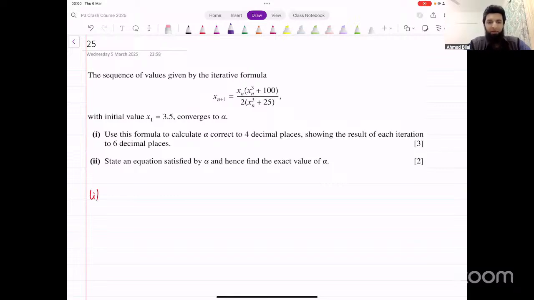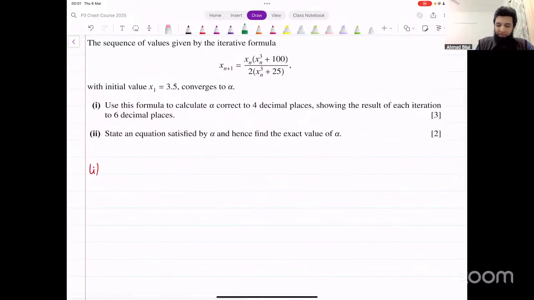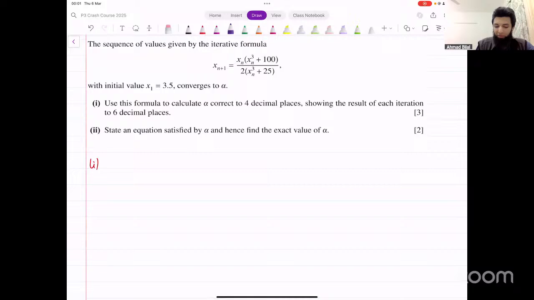Like in the example that we did, we knew that the solution lies between 1 and 2. So we just input the midpoint of them, right? In this case, they've given us a starting point. We have to use this formula to calculate alpha correct to 4 decimal places, showing the result of each iteration to 6 decimal places. Now, how do we do this? We use that starting point. We say x1 is equal to 3.5. Using this starting point, you can find x2, x3, x4, and so on.